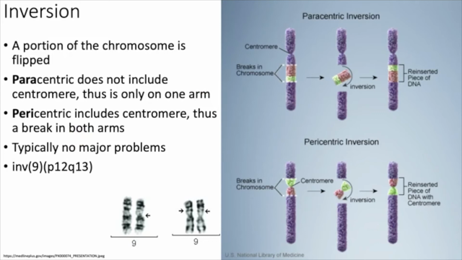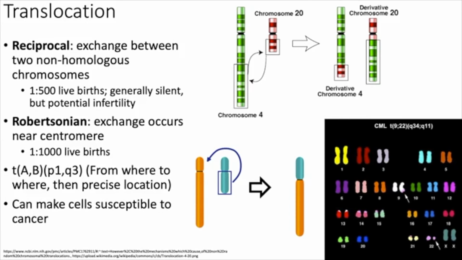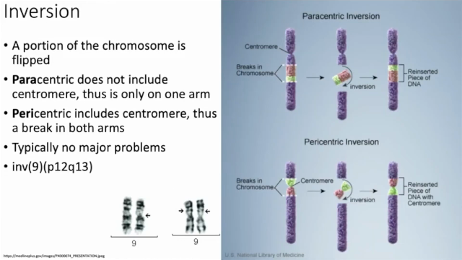Honestly, unless you're cutting right through a really important gene, which could happen but is relatively unlikely, there's not usually any issues. Just like with the translocations, the actual genes have not really been changed. So for your translocations and your inversions, you tend to not have a lot of issues.